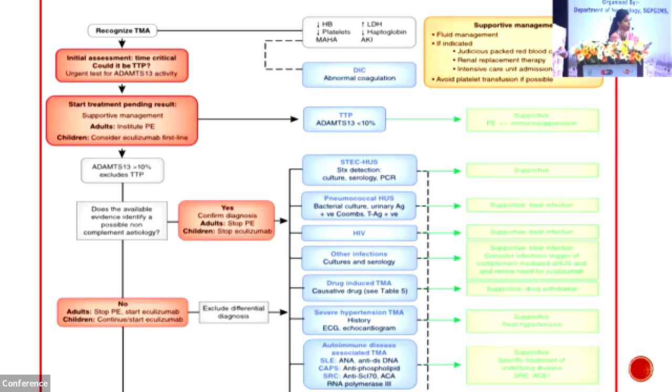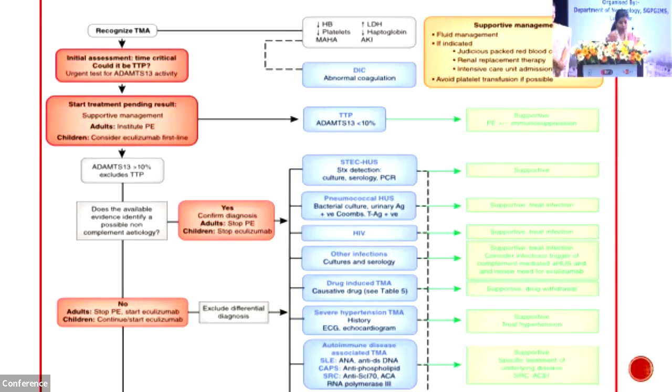The results of all the comprehensive evaluation are going to take some time. It's not going to come immediately to you. So meanwhile, look at all the other secondary causes that can be ruled out. There are specific tests. For example, typical HUS, you can have Shiga toxin detection if Shiga toxin E. coli is suspected. Pneumococcus, again, if there is isolation, then it is supportive treatment. HIV and other infections can have complement gene abnormality as an underlying predisposing factor. So you need to be careful. You may continue plasmapheresis till those results come.